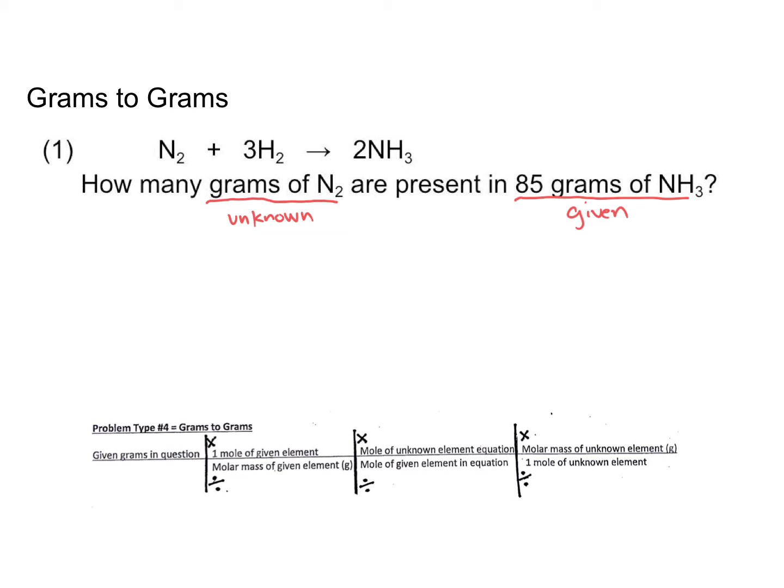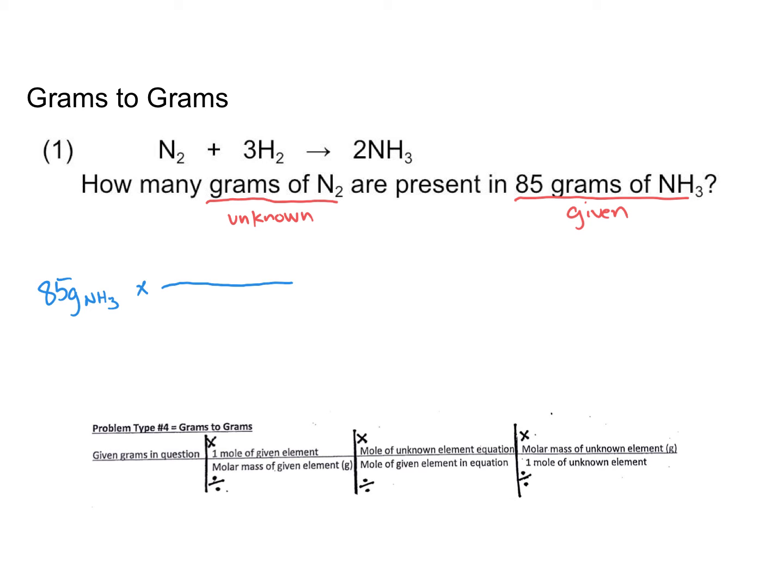Now we can work this out with our basic structure. If you look at the very first thing right here, it says the given grams in question. That is the number that you see. So I see 85 grams of NH3. And then that is done. I'm going to multiply it by the first ratio that I see. This is my first ratio.